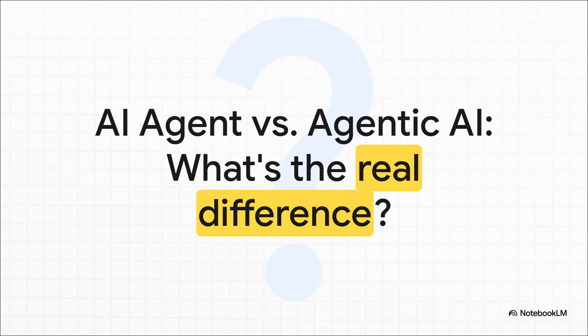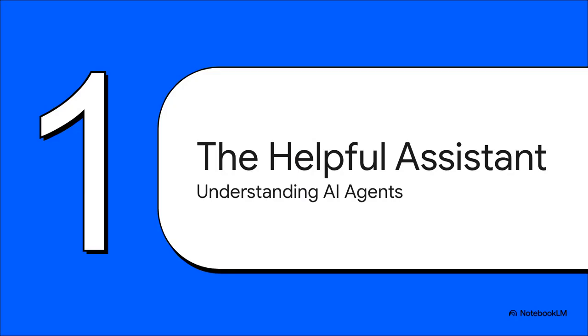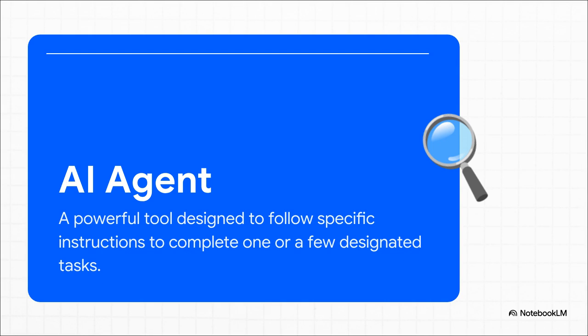In the next couple of minutes, we're going to break this down with some super simple, everyday examples that'll make the distinction totally clear. All right, first up, let's talk about the AI agent. The best way to get this is to think of it as a helpful but very literal assistant. So at its core, an AI agent is a tool that's built to follow your specific instructions. It's a specialist. It's designed to do a particular job you give it and to do that job as efficiently as it can.